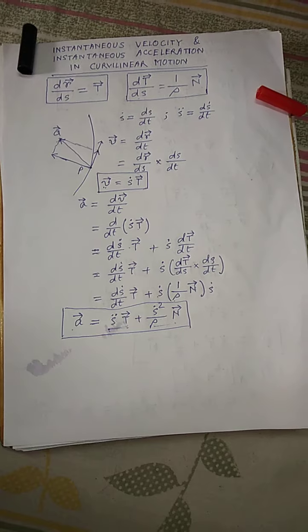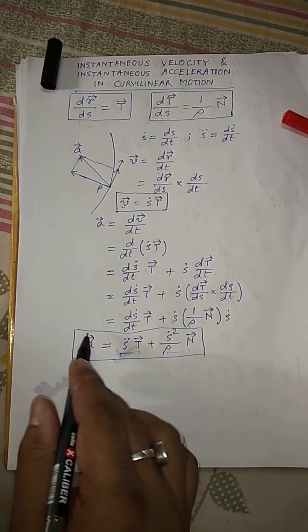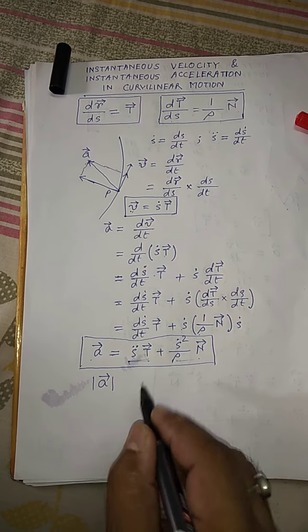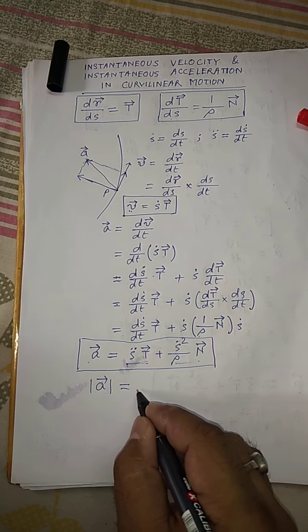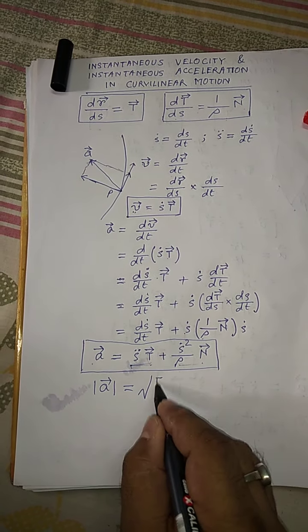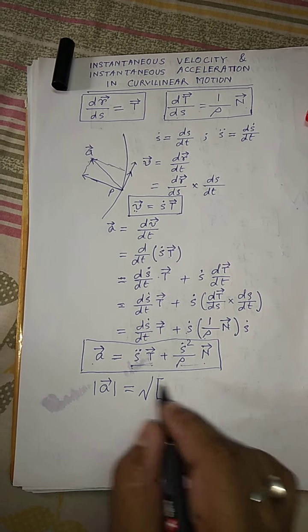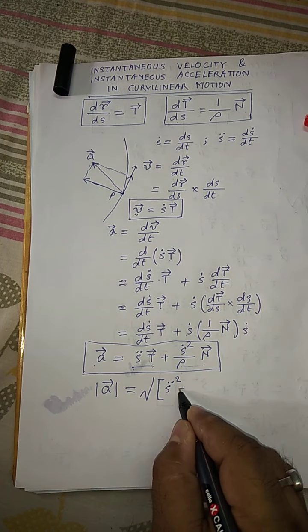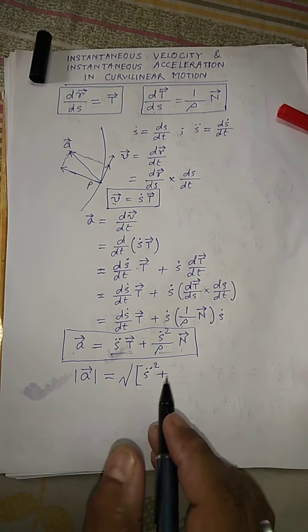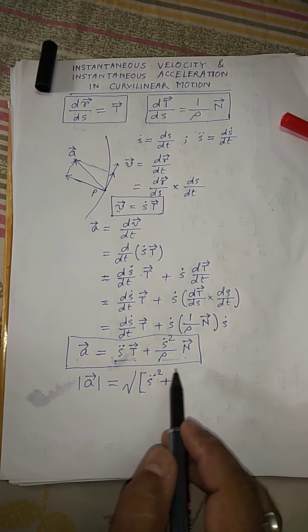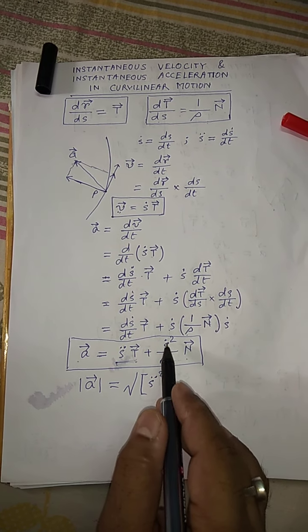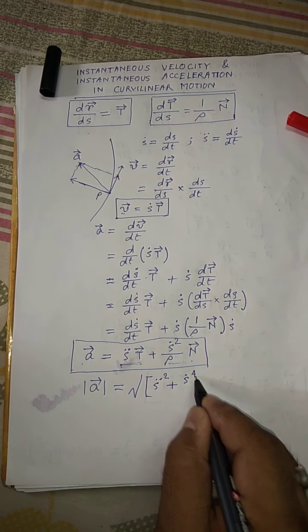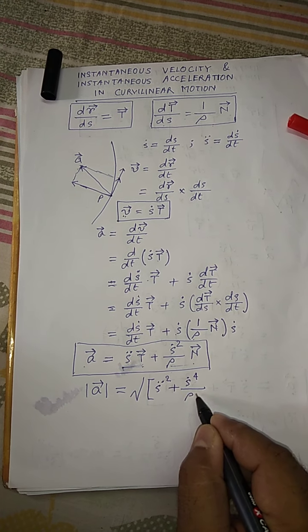Now let's find the magnitude of the instantaneous acceleration, and it's given by modulus of vector A is equal to the square root of the square of the magnitude of the tangential component of the acceleration, s double dot squared, plus the square of the magnitude of the normal component of the instantaneous acceleration, and we write s dot to the power 4 divided by rho squared.